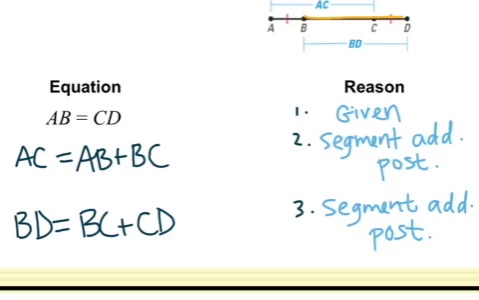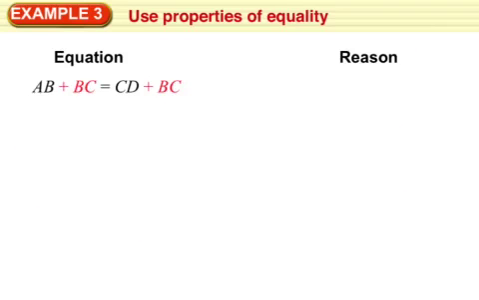So let's try and finish this off with another statement. I can say that AB plus BC is equal to CD plus BC, and the reason for that is simply the addition property of equality. Just like when you're adding numbers to both sides of an algebraic equation, I can add BC to both sides of this given equation by the addition property of equality.